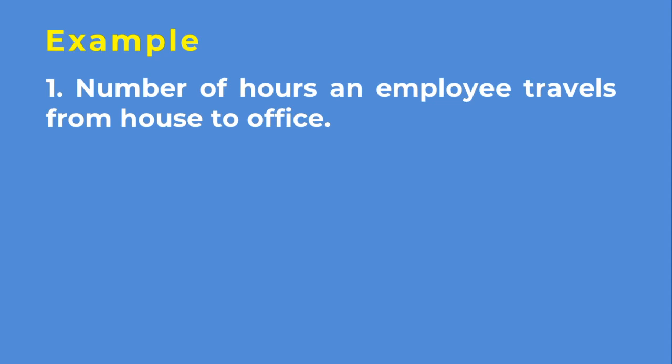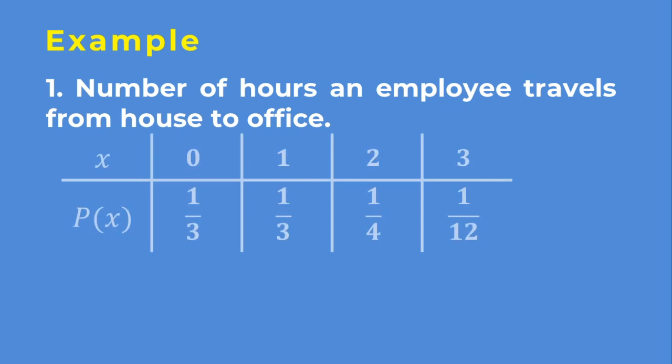So let's have an example for that. So meron tayong given a number of hours an employee travels from house to office. So ito yung nag-gather natin na data. Ito yung number of hours. Pwedeng 0 kasi ilang minutes lang nandun na siya sa working place niya or dun sa office niya. Pwedeng 1, 2, and 3. Under that is their probabilities. So 1/3, 1/3, 1/4, and 1/12. So under the first property ng discrete probability distribution, makita natin na ang probability natin ay hindi naman nag-negative at hindi rin naghigit sa 1. So, pasok siya sa first property.